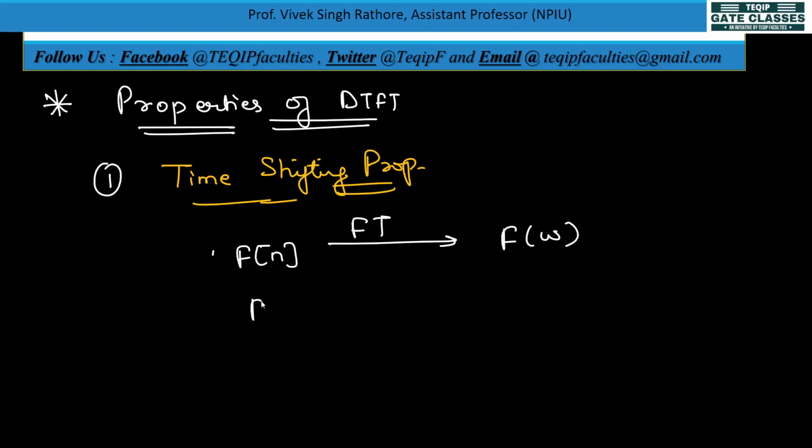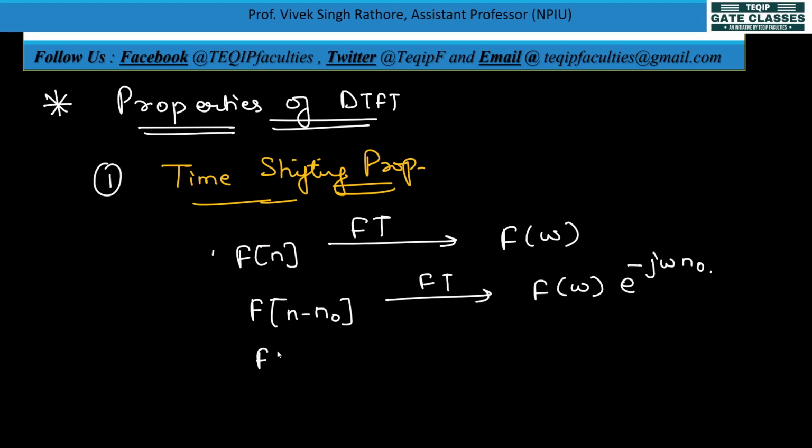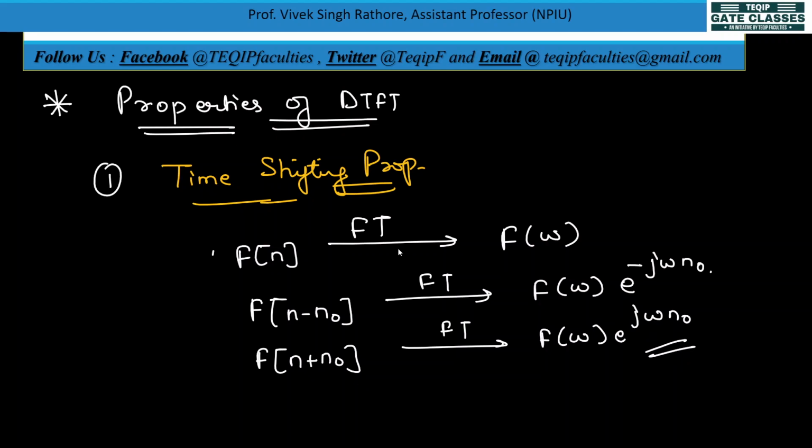Now f of n, if it is shifted by, let's suppose, minus n naught, and if we take its Fourier transform, what we will get? F of omega e to the power minus j omega n naught. Whatever change is in the time domain signal sign, that sign will come here. If your signal is shifted towards left hand side, and if we take Fourier transform, we will get F of omega e to the power j omega n naught. Like this, time shifting property happens.